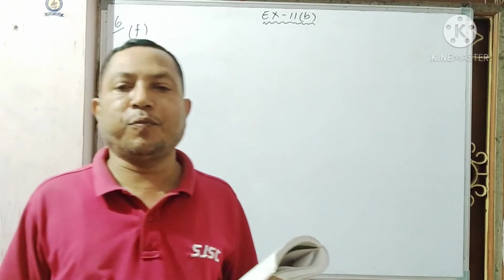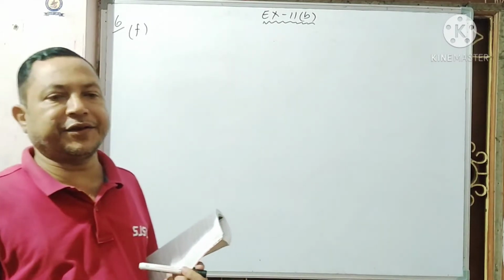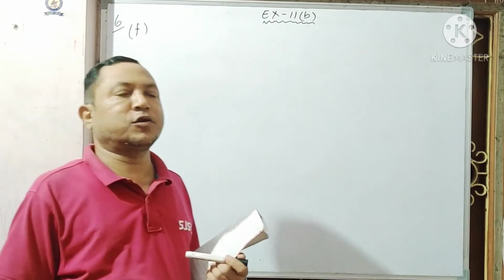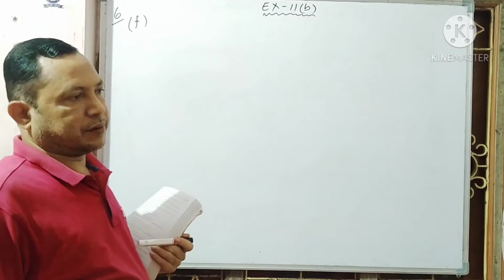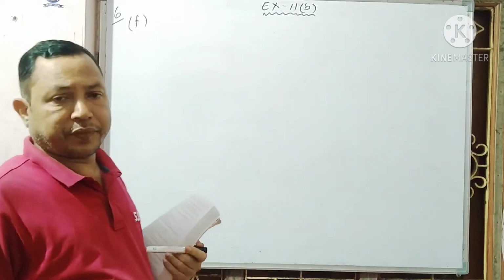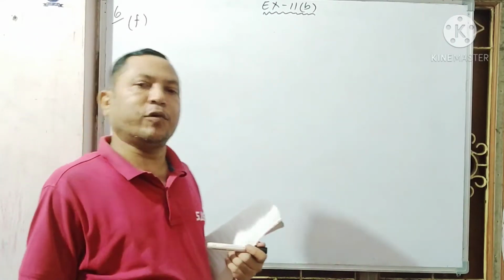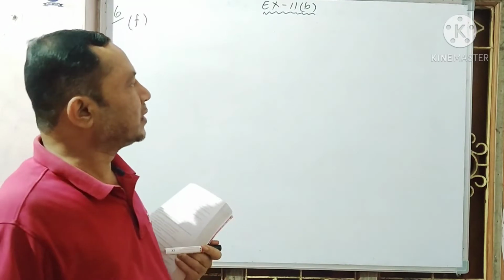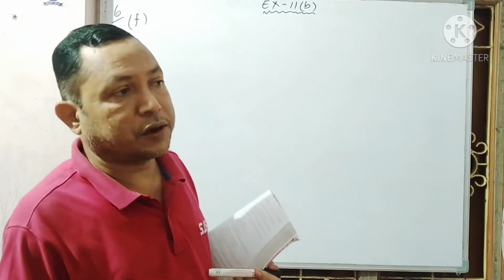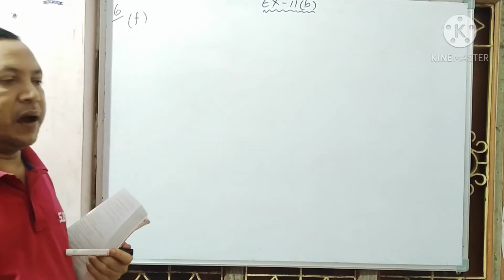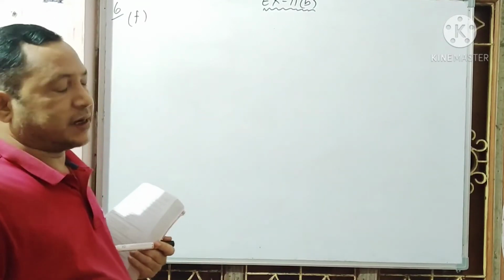The first one is point slope form. In point slope form, a point is given on the straight line and the slope of the straight line is also given. We have to find out the equation. Then the 2-point form, in which 2 points are given on a straight line and we have to find out the equation. Then slope intercept form, in which the slope of the straight line is given and the y-intercept is given and the equation is calculated.